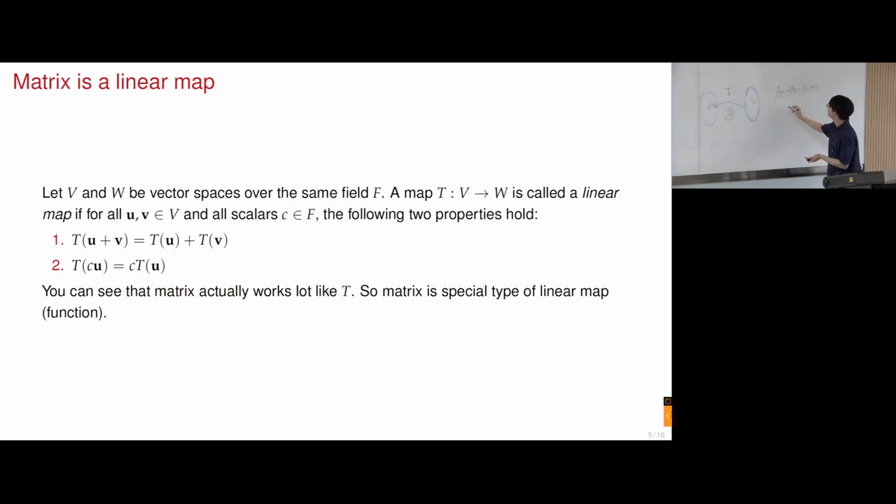And also, similarly, we have A times cx and c times Ax. It's going to give you the same answer, right? We see that actually a matrix is just a special case of a linear map. Okay?